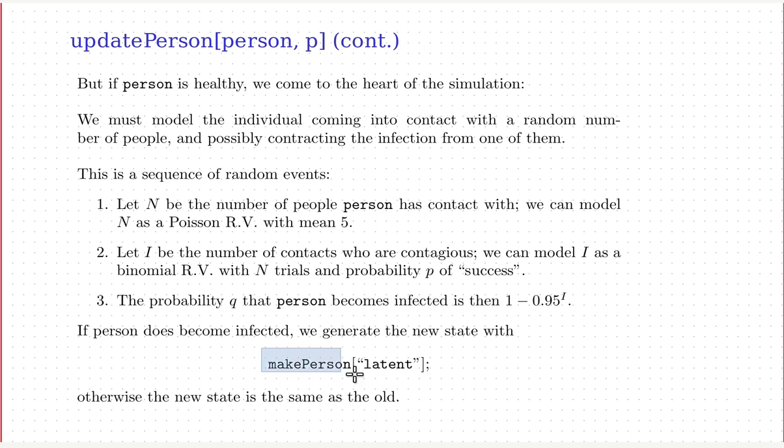If they do become infected, then of course they will start out in the first stage of the illness, which is the latent stage. So we will just use the make person function that I mentioned on the previous slide and input latent, to create a new person in the latent stage with a new duration. Otherwise, if the person does not become infected, then the new person is exactly the same as the old; the new state is exactly the same as the old state. So now we can move on. Now that we've planned this in pretty fine detail, we should be able to start coding this in Mathematica.